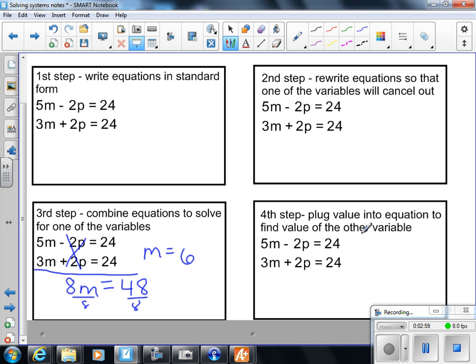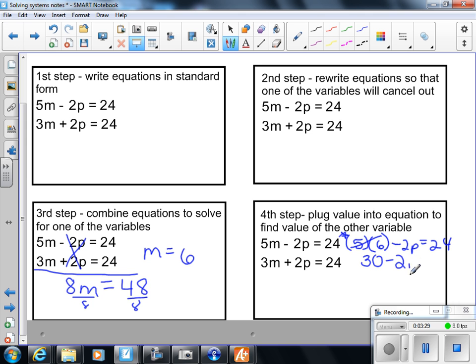and plug in the value into any equation to find the value of the other one. Now, which one do I want to use? It really doesn't matter. I try to look for the one that maybe has the fewest amount of steps. You might look at positive or negative numbers, but it really doesn't matter. Let's plug it into this first one. So I'm going to have 5 times 6 minus 2 times p equals 24. Okay, do the math. What's this equal?